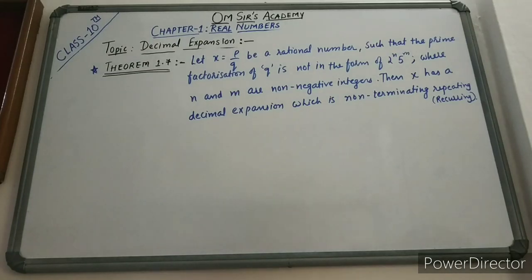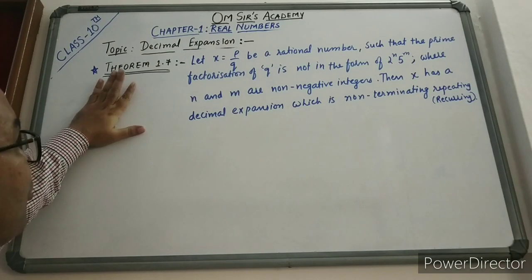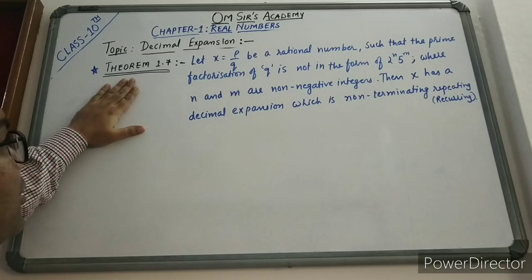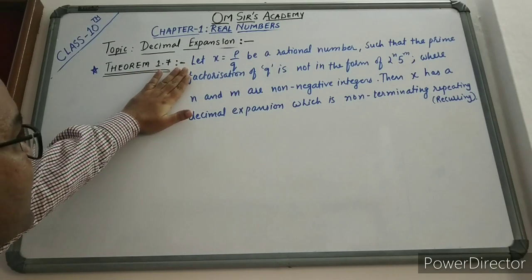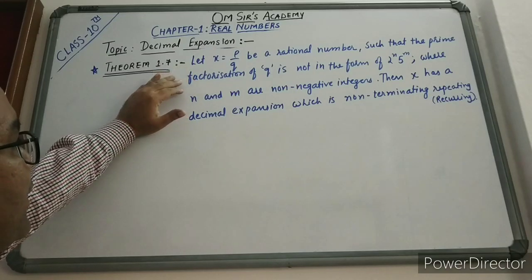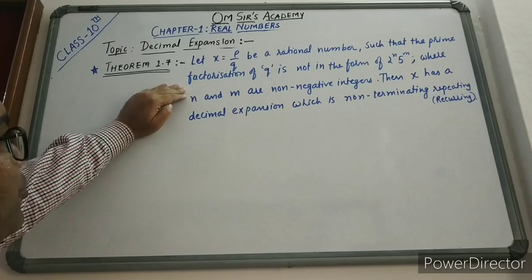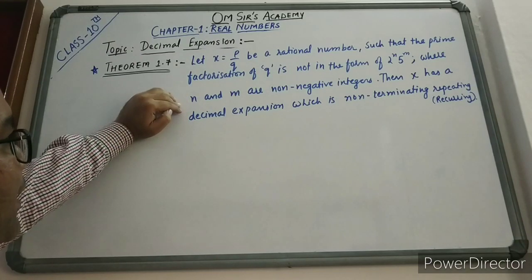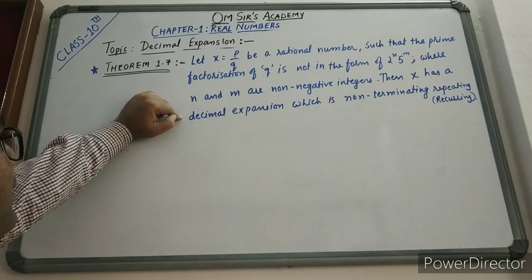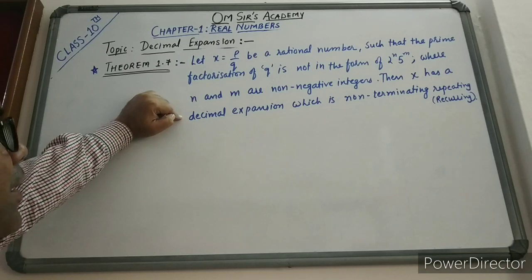So students, now we come to the last theorem of this decimal expansion, that is Theorem 1.7. Now what does this Theorem 1.7 explain to us? That let x equal p by q be a rational number such that the prime factorization of q is not in the form of 2 raised to n and 5 raised to m, where n and m are non-negative integers, then x has a decimal expansion which is non-terminating repeating, or we can say non-terminating and recurring decimal expansion.